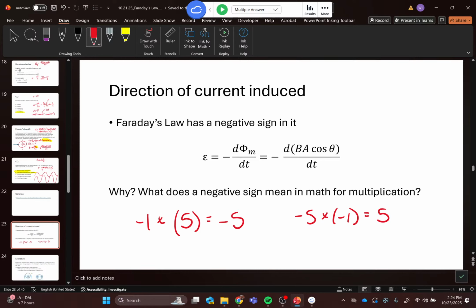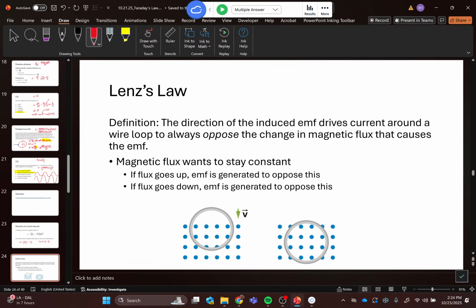We make these wires make an EMF, make a voltage, make a current to oppose a changing flux. This is called Lenz's law, named after some guy named Lenz. I don't know too much about him. And it says exactly what I just said, that we're going to make an induced EMF, which in turn, voltage makes current. So this voltage is going to result in a current to oppose the changing flux.